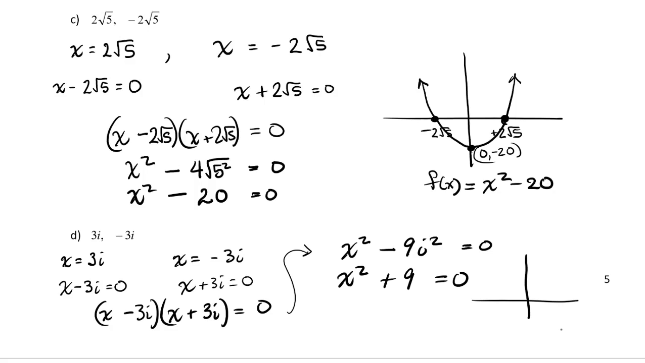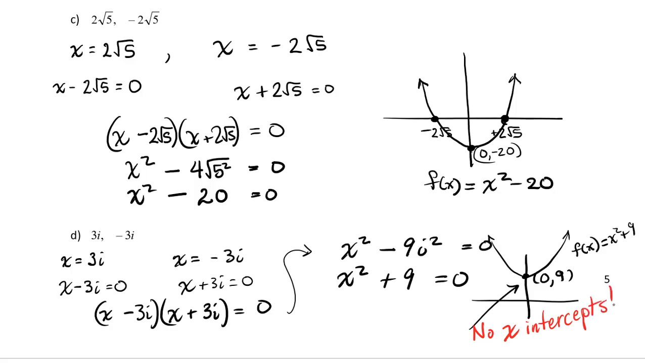There are no y-intercepts, but I guess I could actually sketch this. It's just a parabola shifted up 9 units, so the y-intercept is at 0, 9. So there are no real roots of this quadratic, but the function could still be sketched. f of x equals x squared plus 9 with no x-intercepts, which is why you get solutions with i in them.